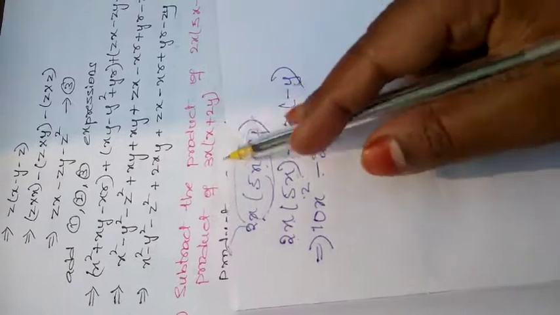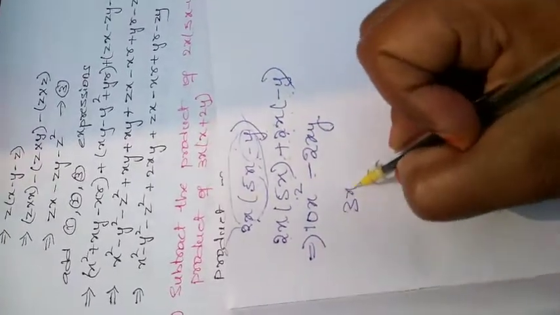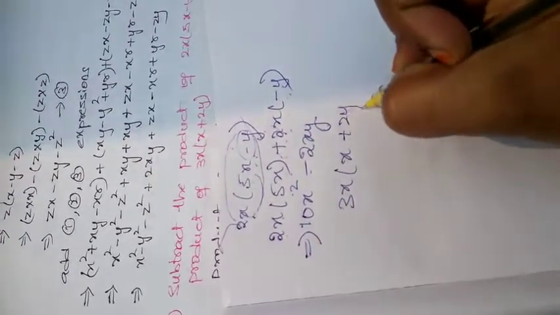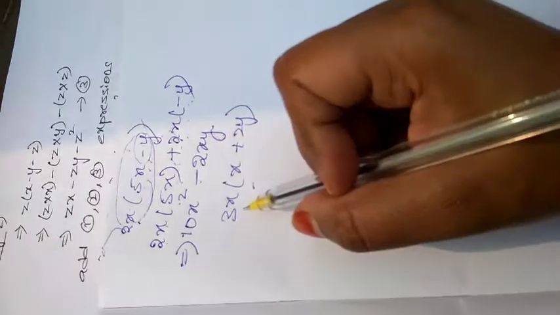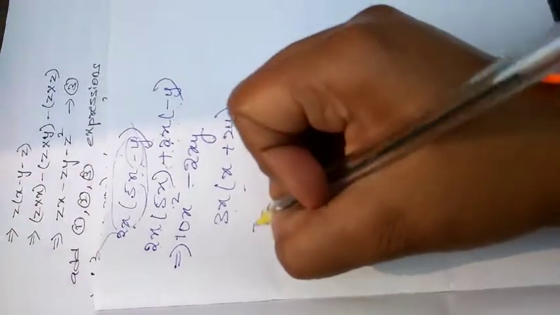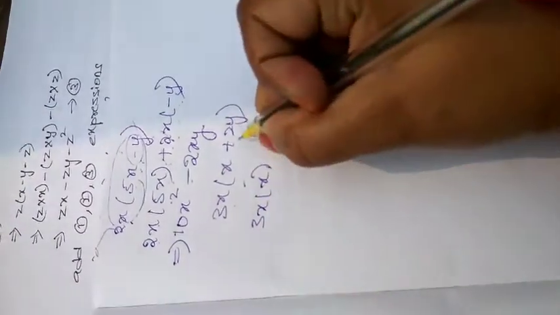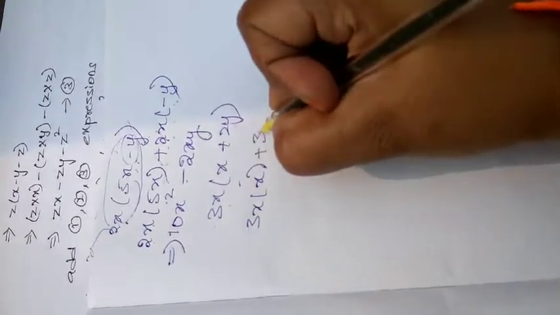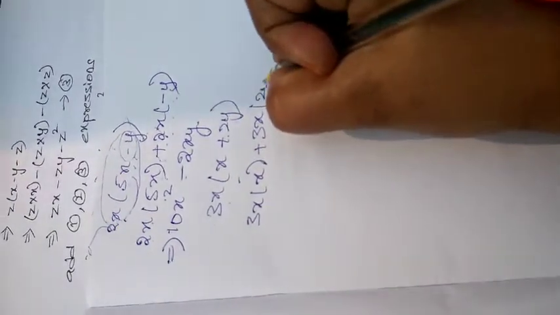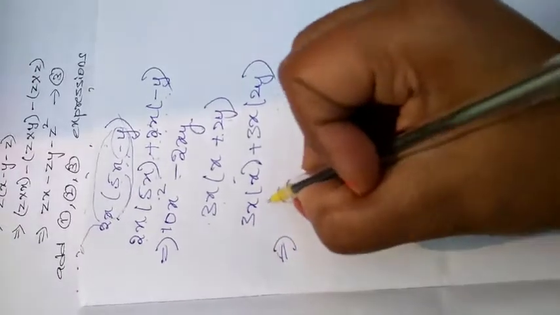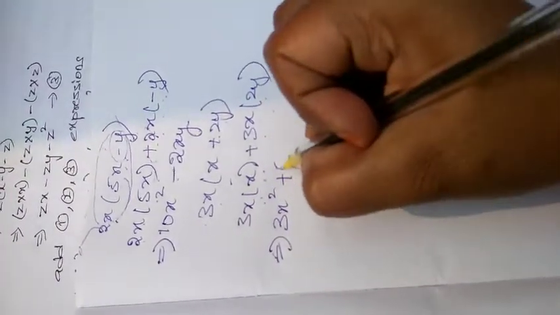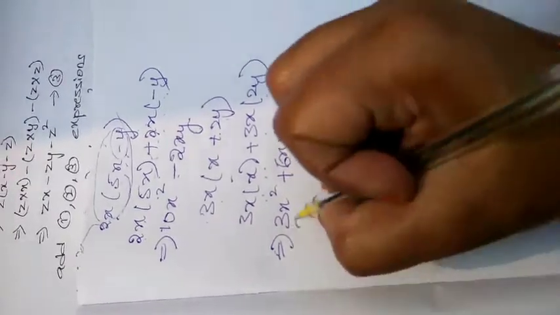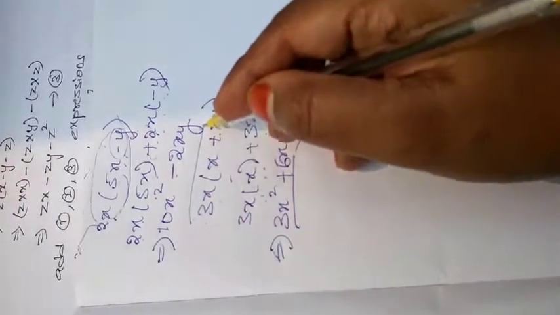Now next find the product of this 3x into x plus 2y. It is also under distributive property, so distribute this 3x to both of them, so 3x into x, next plus 3x into 2y. Now 3 into 1 is 3, x into x, x square, plus 3 twos are 6, x into y is xy. Okay, this is your product and this is also a product.